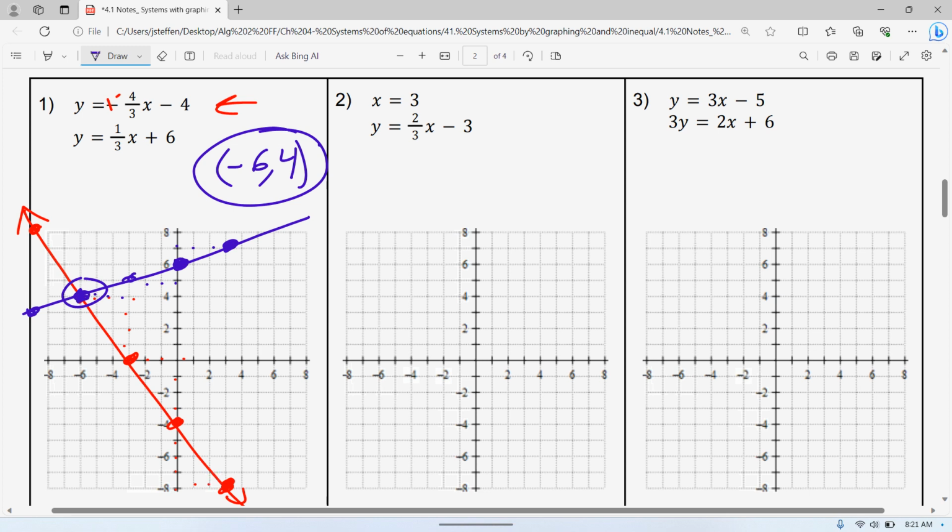The reason I remember this, I mean, at a certain point, you just have to try to figure out how to make yourself memorize it, whatever you're going to remember. But the way I remember it is if it's an x, that means it has an x-intercept. If it has an x-intercept, it's going to be a vertical line. That's the best way to look at that.